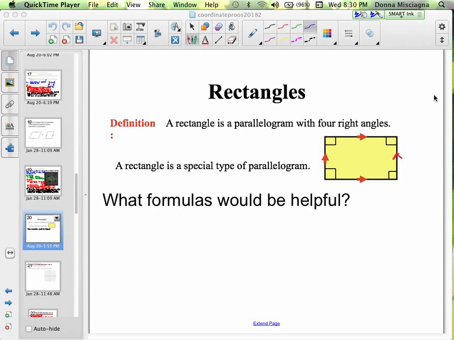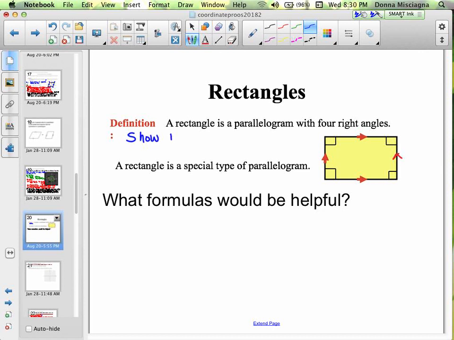rectangle. First, all of our proofs are going to require that we show that the figure is a parallelogram first. Right? Because a rectangle is a special type of parallelogram. Right? So other figures besides rectangles have some of the same features as a rectangle. What's special about a rectangle is it's also a parallelogram.